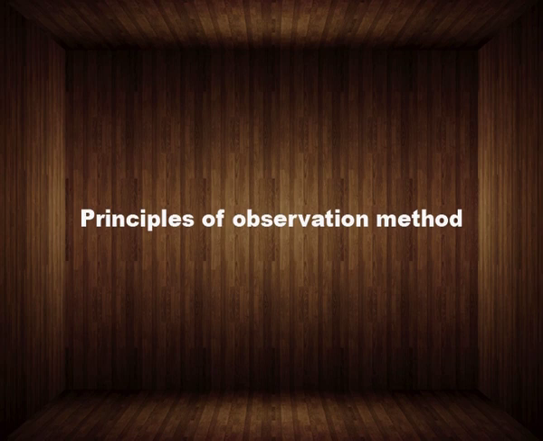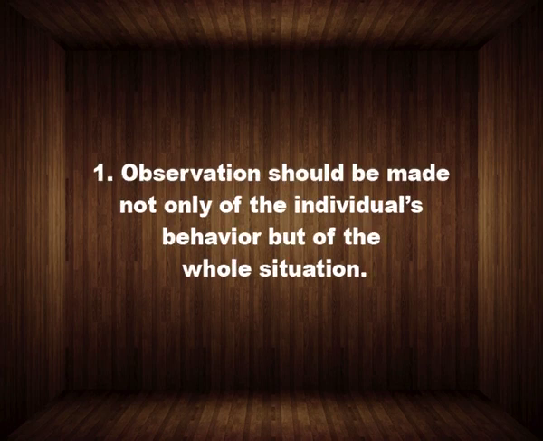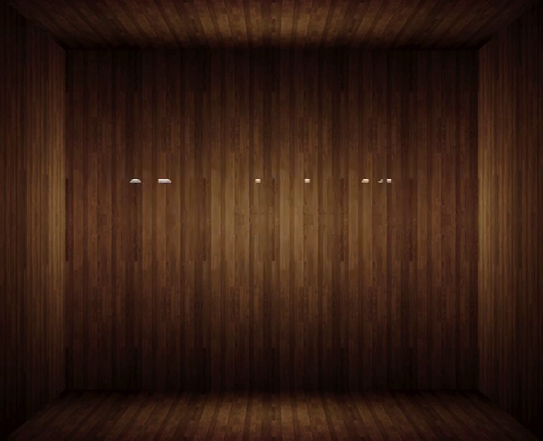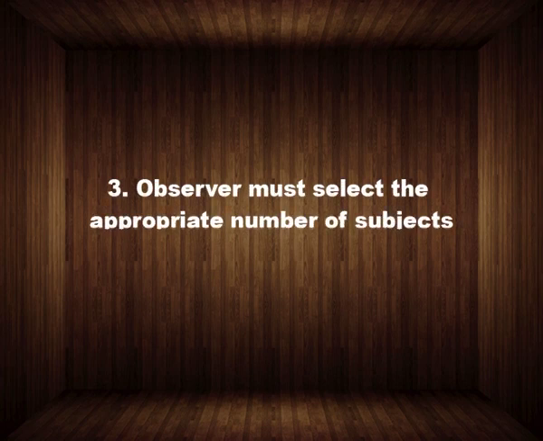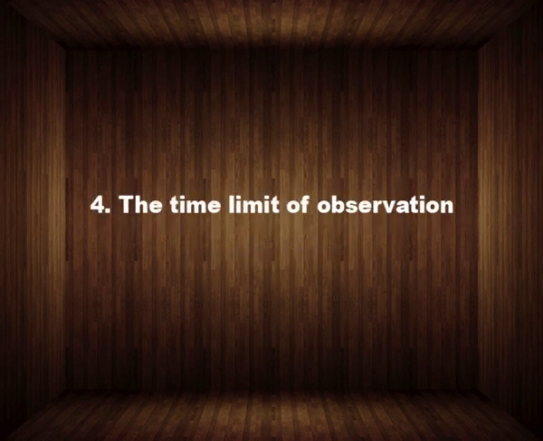In case of participant observation, the observer becomes a part of that group which he wants to observe. Principles of observation method. There are certain principles that should be followed in the observation method. They are, number one, observation should be made not only of the individual's behavior but of the whole situation. Number two, proper planning of the observation process should be made. Number three, observer must select the appropriate number of subjects to be observed. Number four, the time limit of observation must also be fixed.